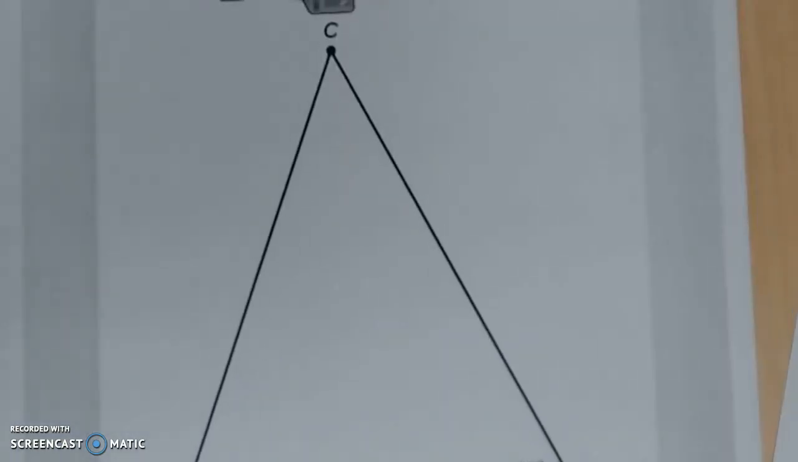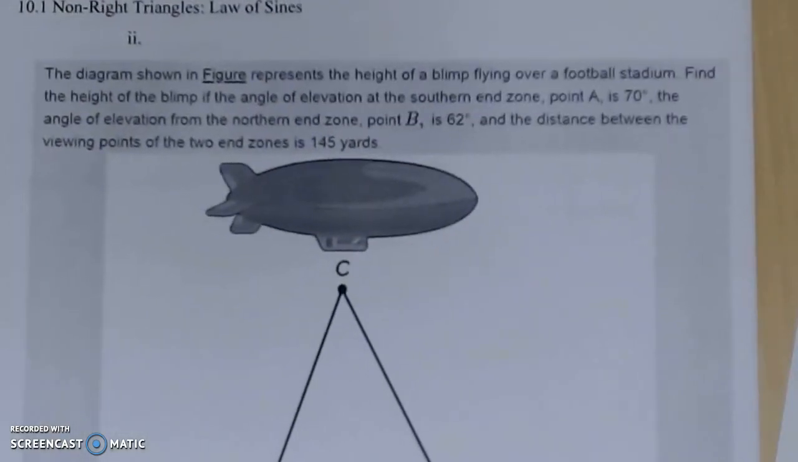So for the next one, we're going to be looking at a blimp here. And so it says the diagram shown in the figure represents the height of a blimp flying over a football stadium. Find the height of the blimp if the angle of elevation at the southern end zone, point A, is 70 degrees, and the angle of elevation from the northern end zone, point B, is 62 degrees, and the distance between the viewing points of the two end zones is 145 yards.